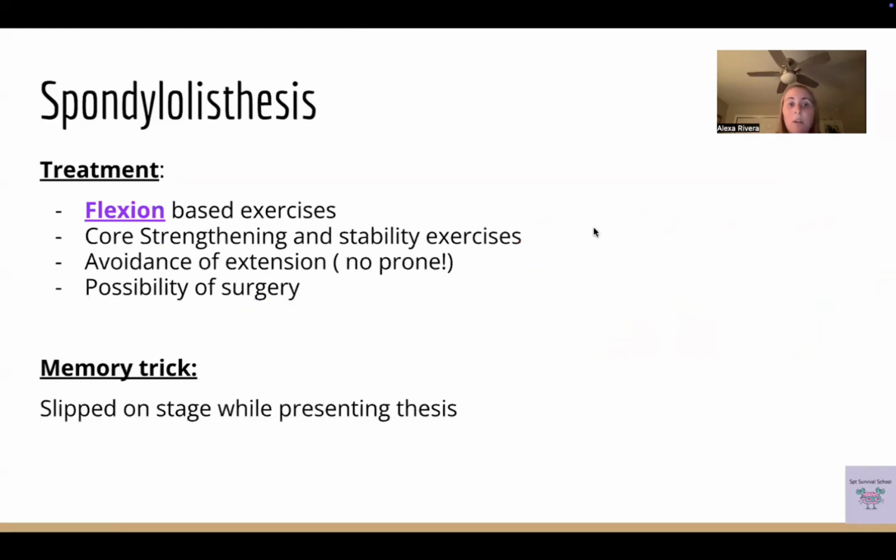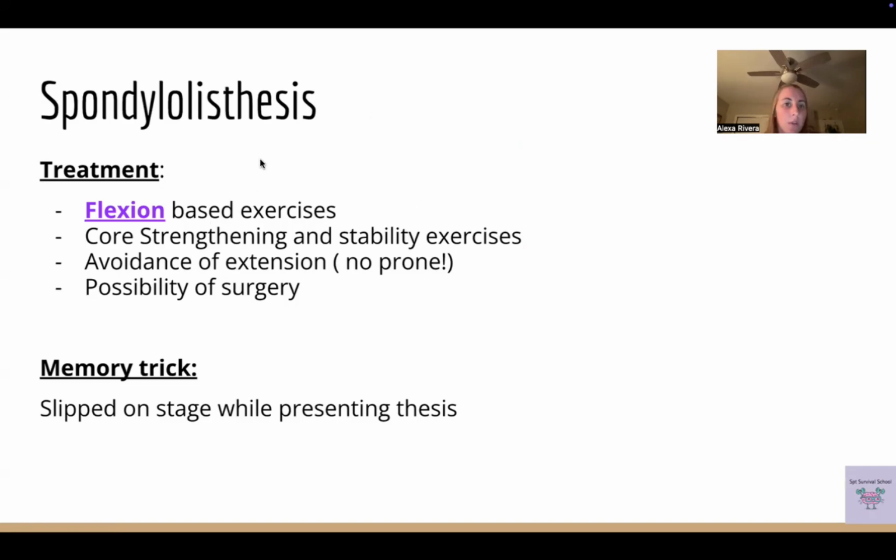So how do you treat it? Flexion-based exercises, again, core strengthening and stability exercises. Avoidance of extension, so extension is an aggravating factor. So no prone, because prone promotes more extension. Also possibility of surgery. Since this is the most severe condition of the three, the patient might have some radicular signs. There might be some more severe things going on. So surgery might be indicated for this patient.